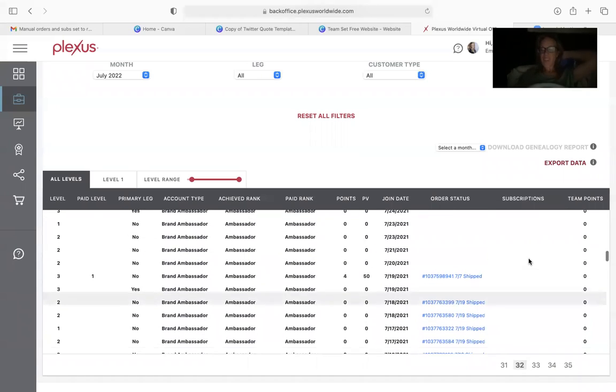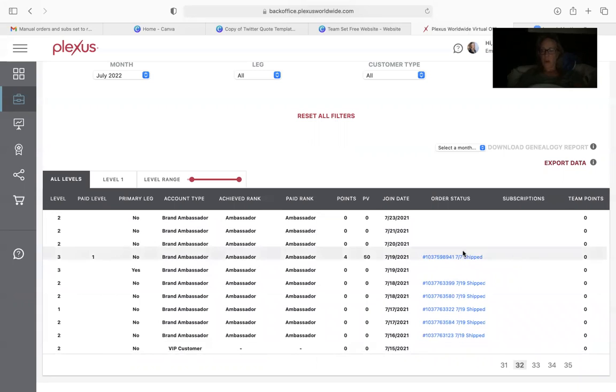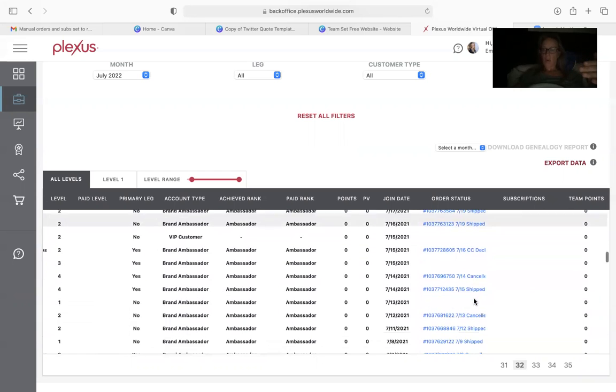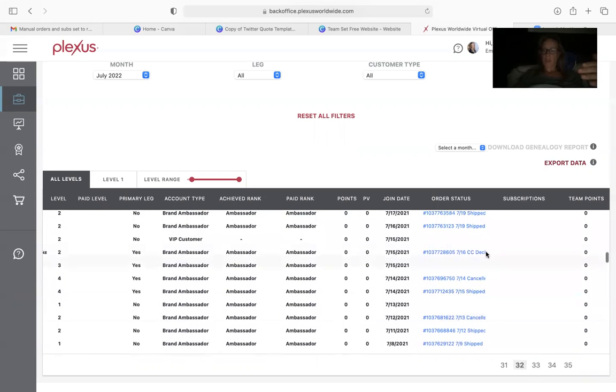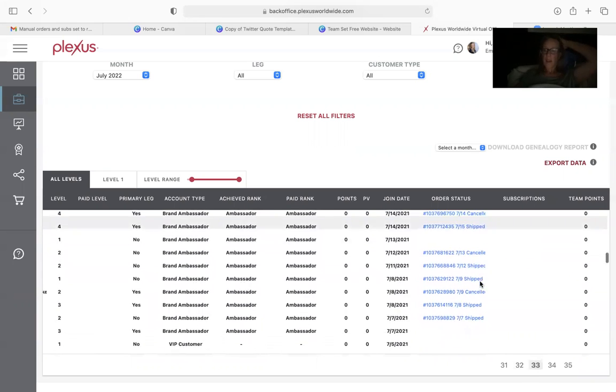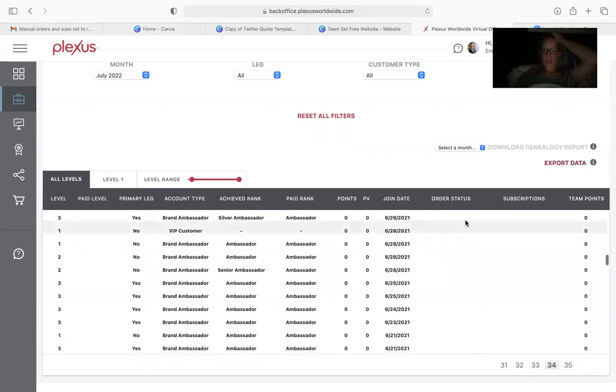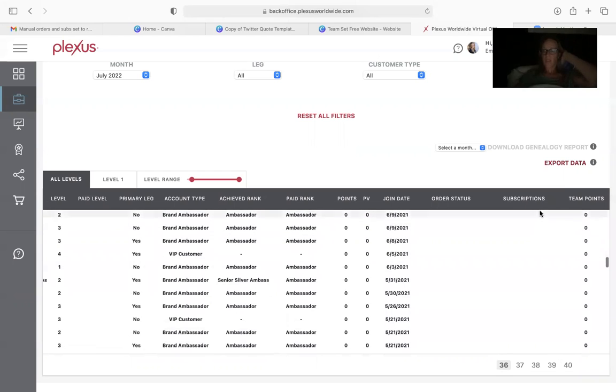Okay. Now, when you see these blue under order status, that means an order has already shipped. And so depending on how much that order was for, you've probably already got points. You can see here, this is what a credit card decline looks like when you see CCD next to it. When an order gets canceled, you can see that. Okay, so you guys know what these under order status are, that's where that stuff is. But we're looking at the subscriptions tab.